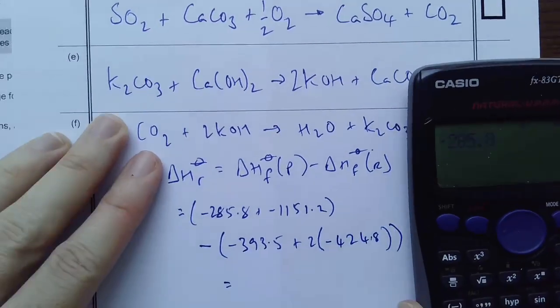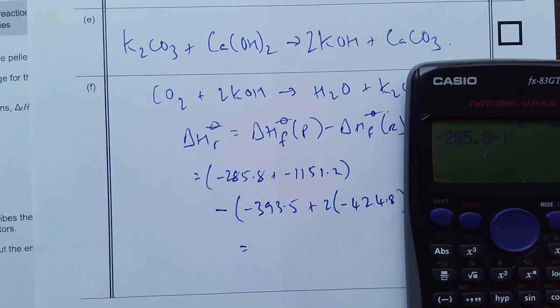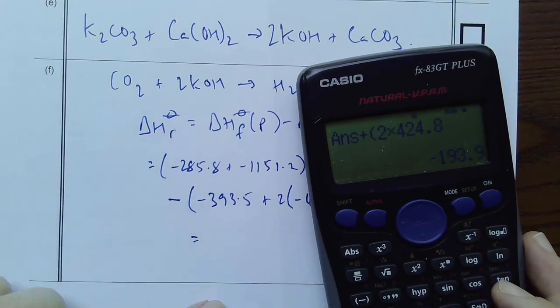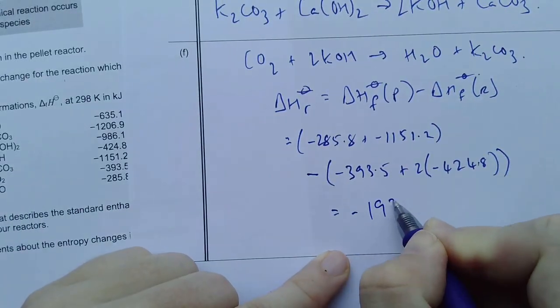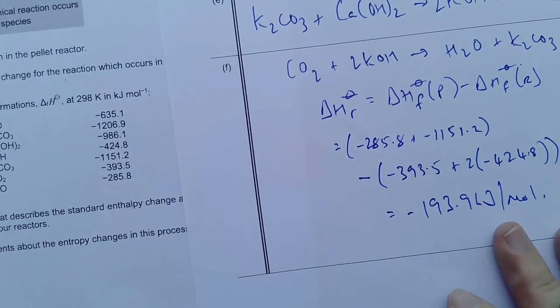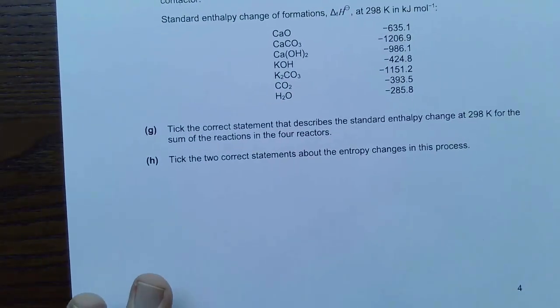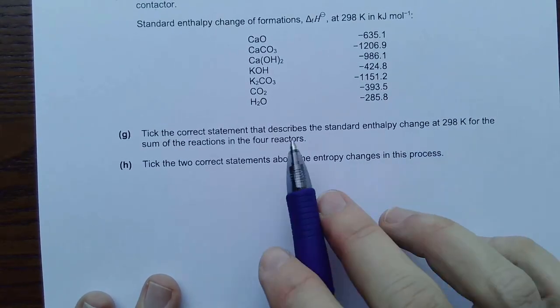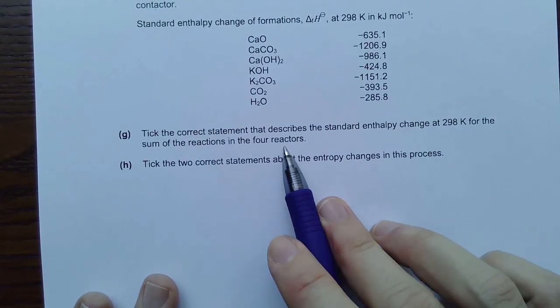Now let's do all the maths. So we take 1151.2 plus 393.5 plus 2 times 424.8, which gives me minus 193.9. Minus 193.9 kilojoules per mole. And then the last two questions are: tick the correct statement that describes the standard enthalpy change at 298 K for the sum of the reactions in the 4 reactors.